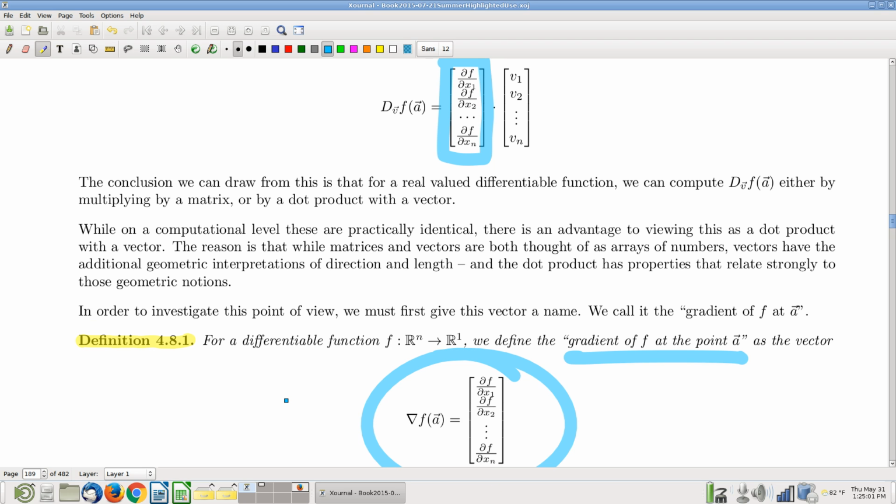Here's the formula for it. The gradient. This thing that we can use with dot products to compute directional derivatives for real valued functions. Call it the gradient. This notation is typical. That is kind of an upside down triangle. You cannot make it like this. That is not okay. If you make it a right side up triangle, this actually means something else.